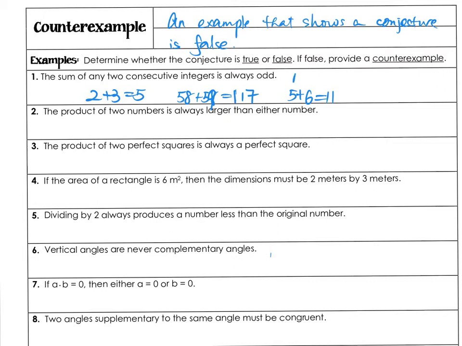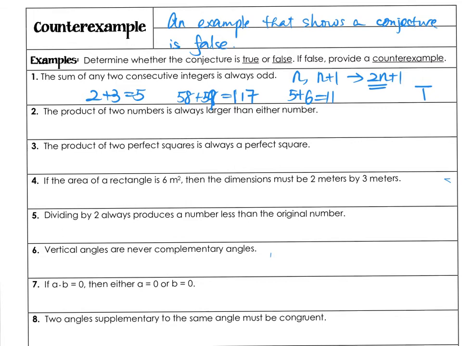So algebraically, we can also prove that if I have n and I have n plus 1, if I add them together, I would have 2n plus 1. 2n is always an even number, plus 1, I would make it odd. So this is true. There's no counterexample for this one.